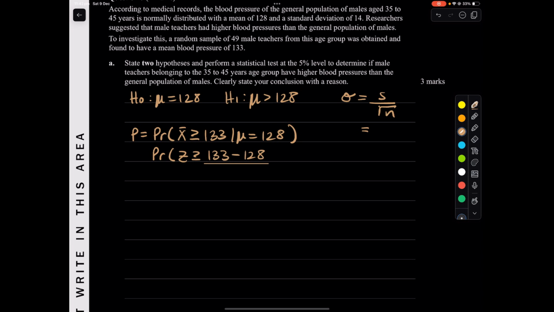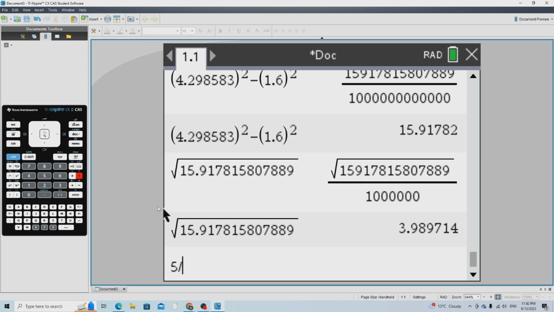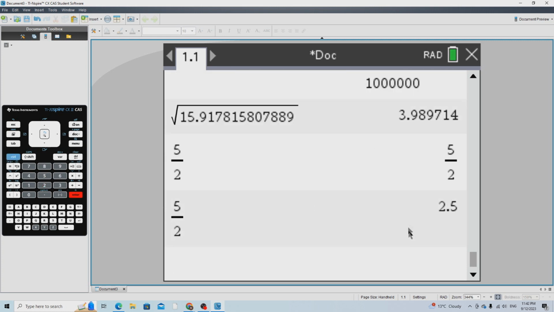So what is our S? We know that the deviation is 14. And the square root, how many males do we get? We get 49 of them. So square root of 49 is just 7, and 14 over 7 is just 2. Okay, that's 2. Okay, and let's use our calculator to calculate the probability of this. So it's just 5 over 2, which is 2.5.